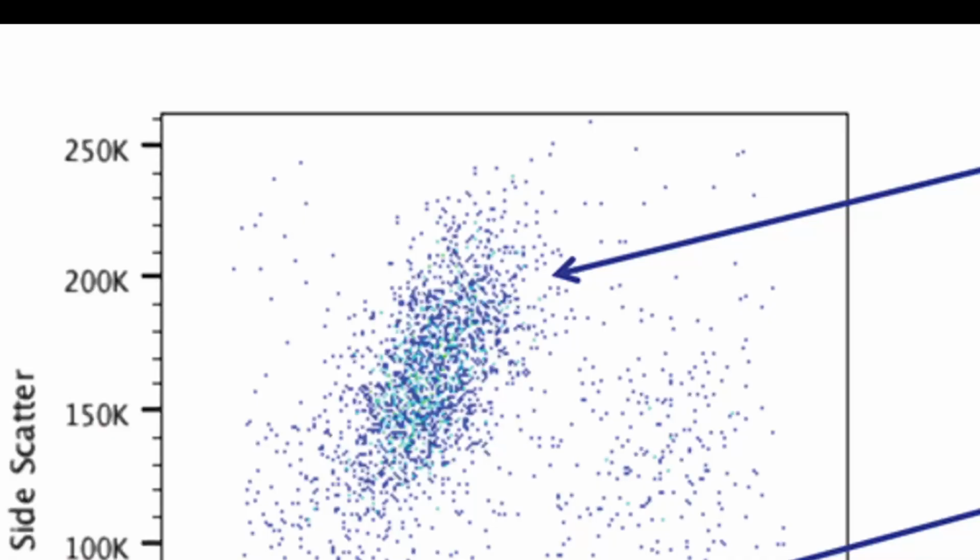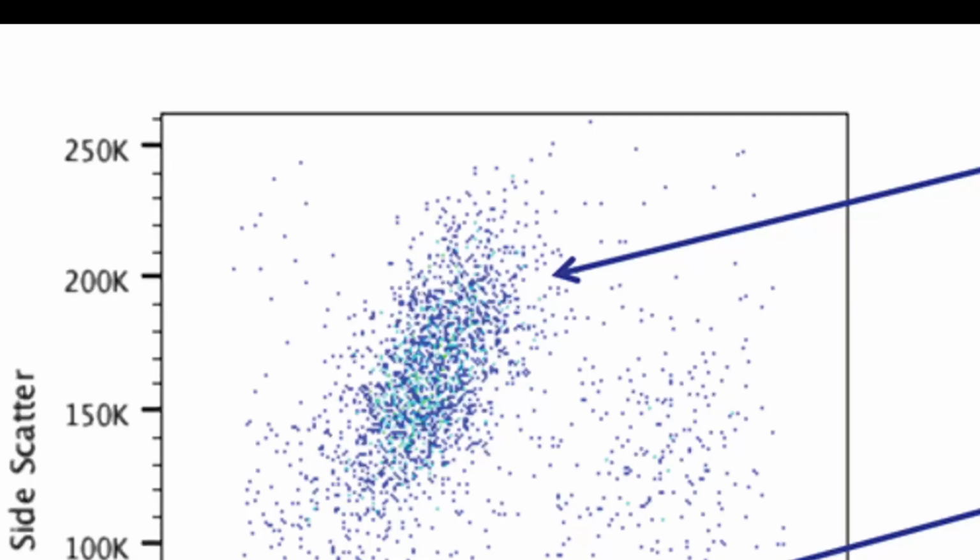So this is how you read the x and y axes of a FACS plot or a flow cytometry plot. With side scatter on the y-axis, increasing side scatter depicts granularity of the cell, and increasing forward scatter depicts increasing size of the cell.